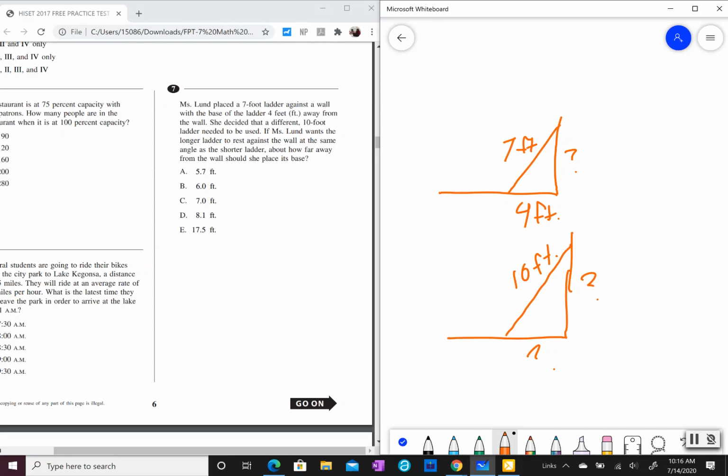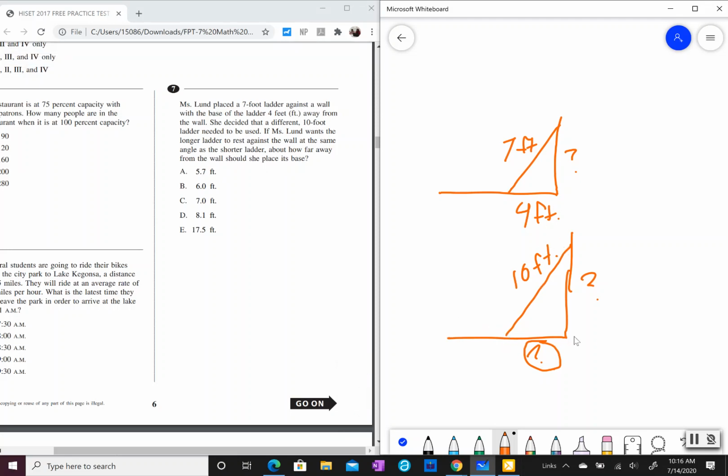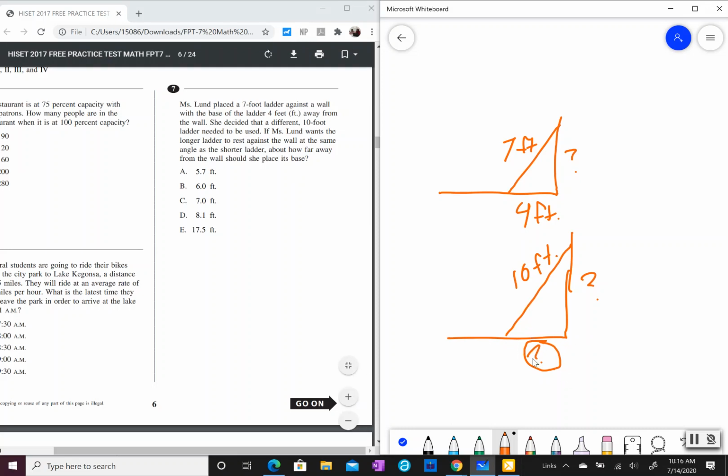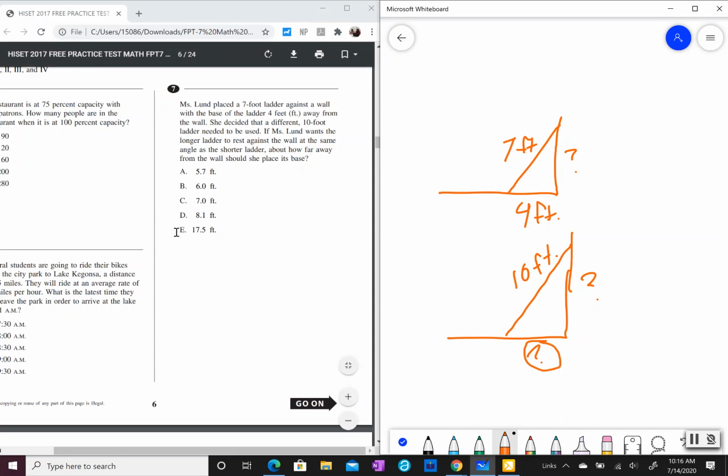And already, just by drawing it out, I have very easily ruled out at least one of the options, because by drawing it out, I can see that there's no way that this length right here, which, by the way, is the length we're looking for, right? Because we need to know how far away the base of this longer ladder would be. There's no way that is longer than 10 feet, because that just doesn't make sense. So already I can rule out E as an answer.